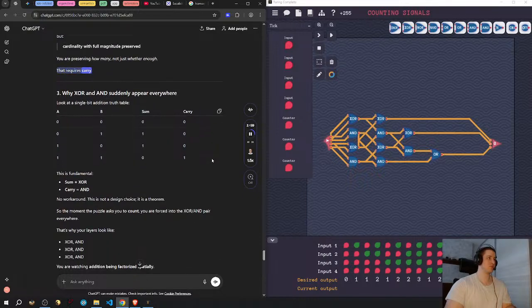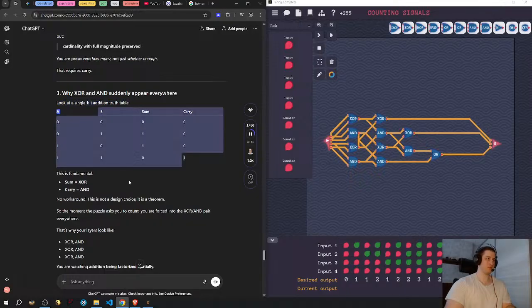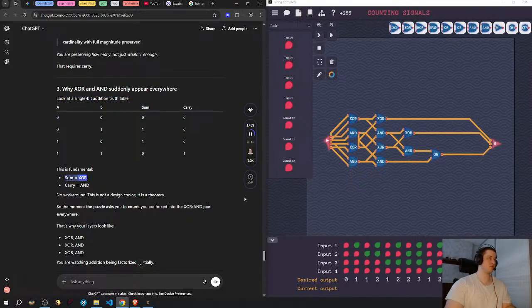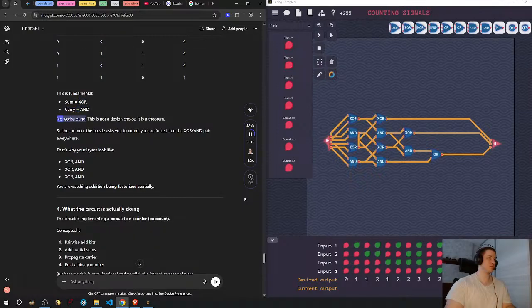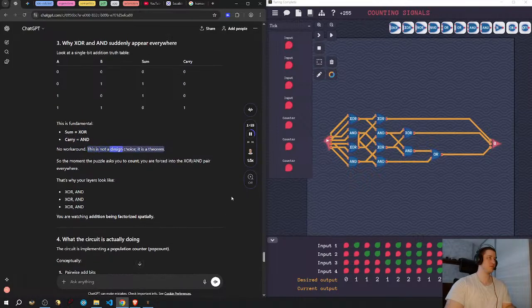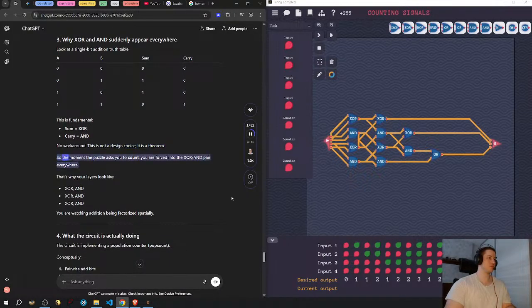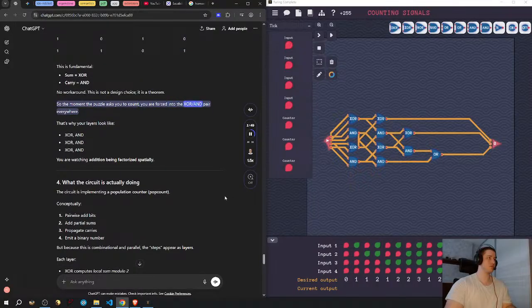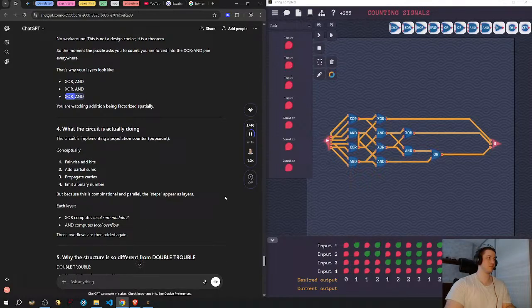That requires carry. 3. Why XOR and AND suddenly appear everywhere. Look at a single-bit addition truth table: A, B, sum, carry. This is fundamental. Sum equals XOR. Carry equals AND. No workaround. This is not a design choice, it is a theorem. So the moment the puzzle asks you to count, you are forced into the XOR and AND pair everywhere. That's why your layers look like XOR, AND, XOR, AND, XOR, and so on.